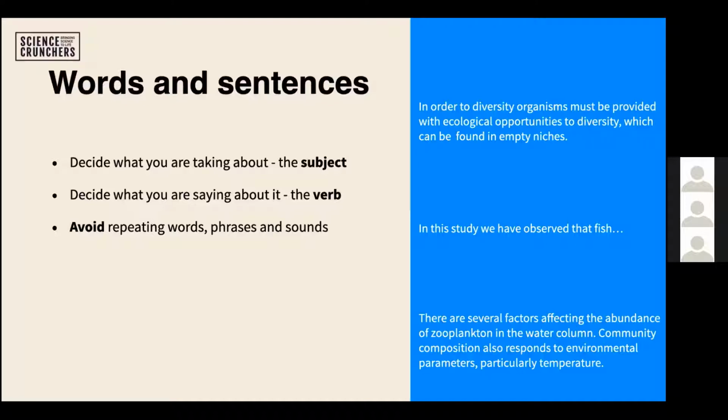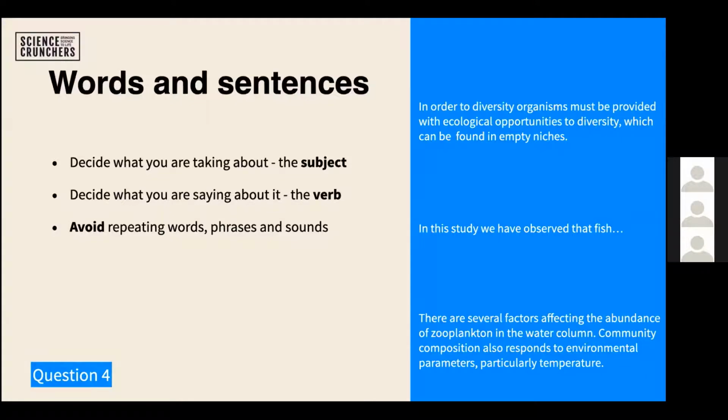There are several factors that affect the abundance of zooplankton in the water column. So the next sentence should be, what are those factors? But the next sentence just moves into community composition. So when a reader is reading this sentence, the main idea is, yes, there are factors that affect abundance. What are those factors? And next, we move to the idea about community composition.